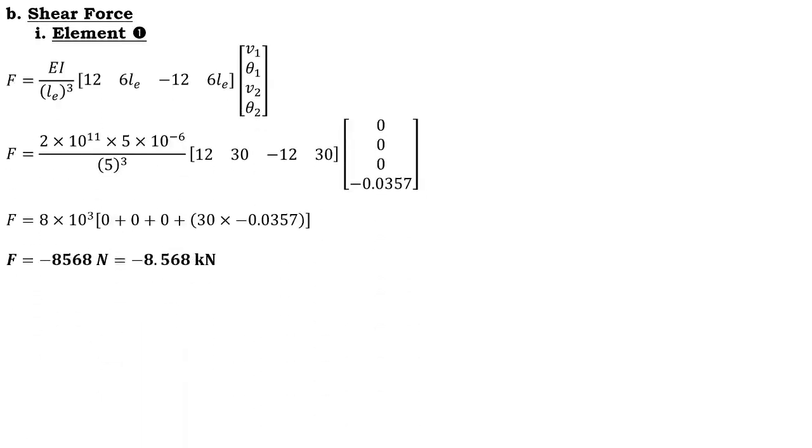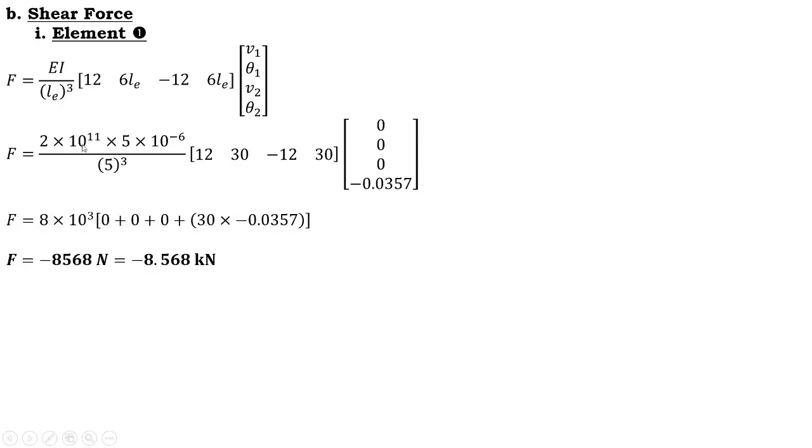Similarly, now I need to calculate the shear force. Shear force will be calculated for the entire element. So this is the equation, or this is the matrix. As I am calculating the shear force for the first element, I need to consider once again the displacements associated with the first element. V1, theta 1, V2 are 0. Theta 2, I have a value of minus 0.0357. Then EI by LE cube is there now in the shear force.